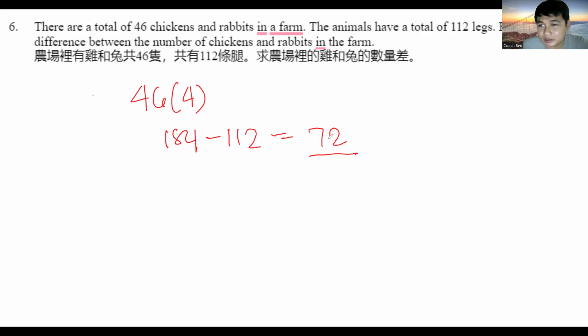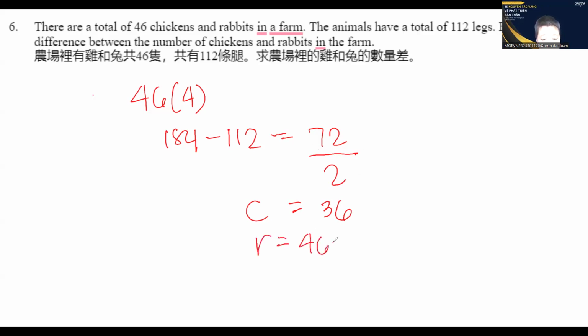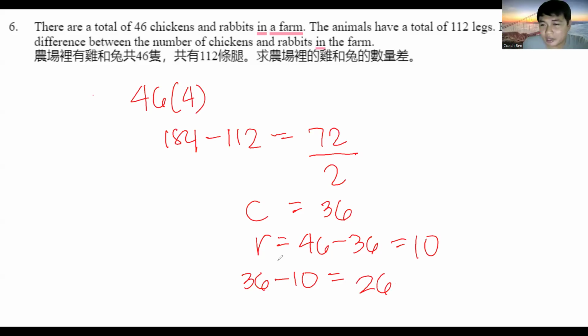Is this the number of chickens? Yes, I'm finding chickens. That equals 36. And if I want to find the rabbits, I take 46 minus 36 equals 10. Then if I find the difference between the number of chickens and rabbits, I take 36 minus 10 equals 26. Okay, very good. The correct answer should be 26.